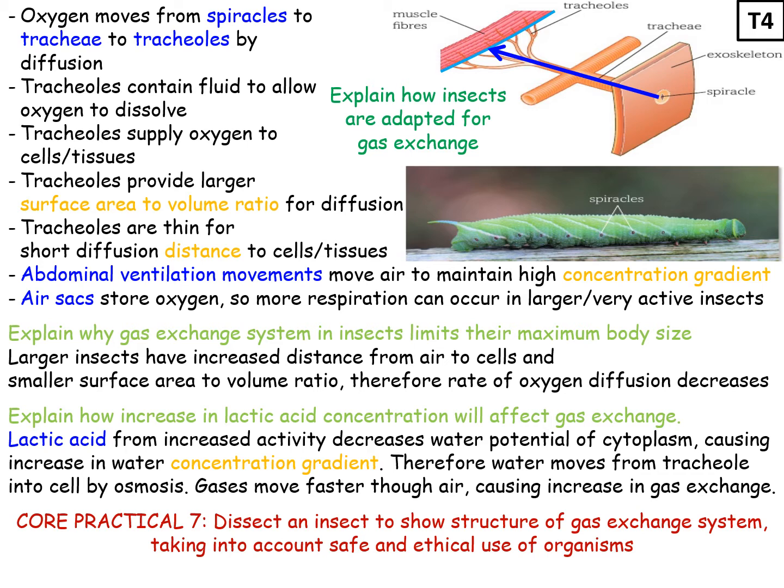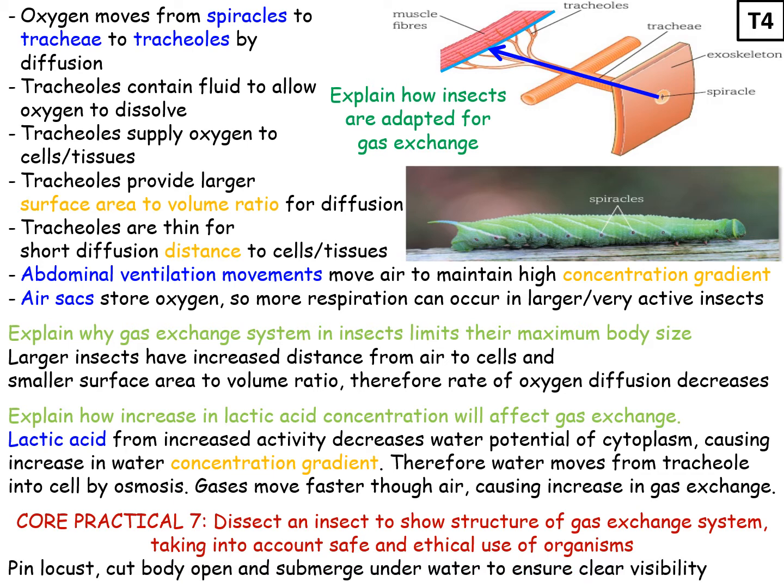Core Practical 7. Dissect an insect to show structure of gas exchange system, taking into account safe and ethical use of organisms. This involved pinning the locust, cutting the body open, and also submerging it underwater to ensure there is clear visibility of the gas exchange structures mentioned above.